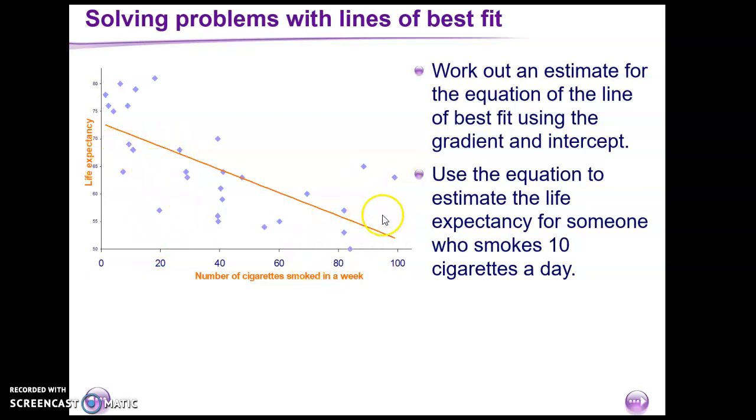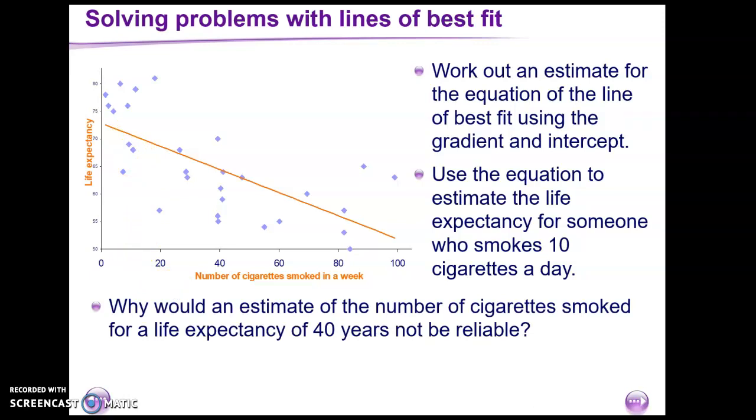Now you wouldn't be able to make a prediction of anyone if they smoked more than 100, because that is the last amount of data that we have in our information. So if we're going to say who smokes 10 cigarettes a day, I'd go from 10, I'd go all the way up, and it would be about 71 years.